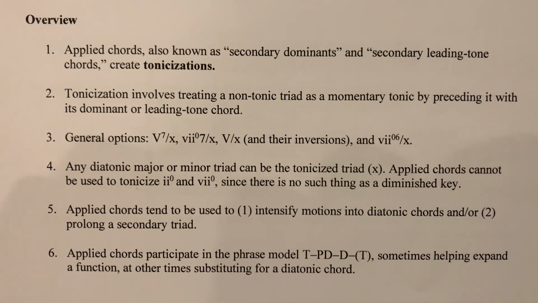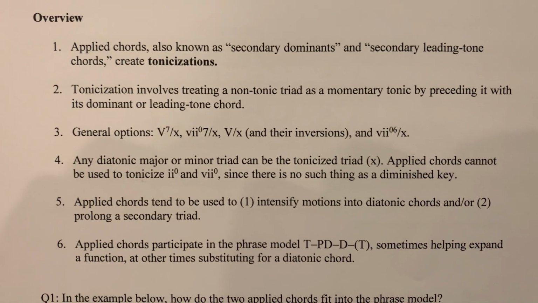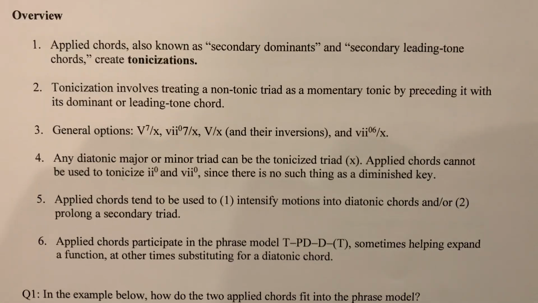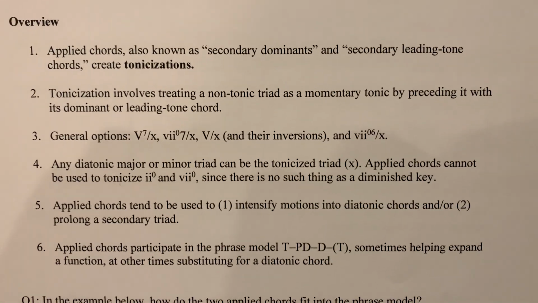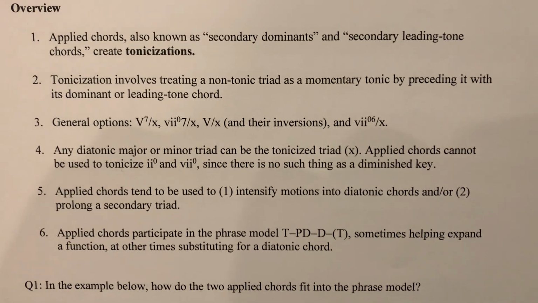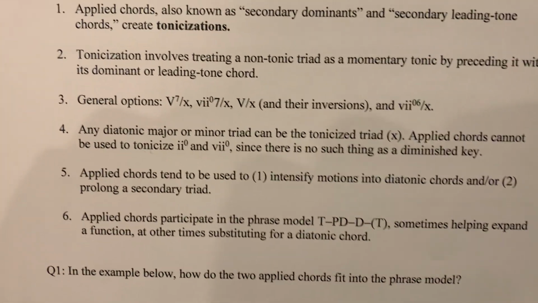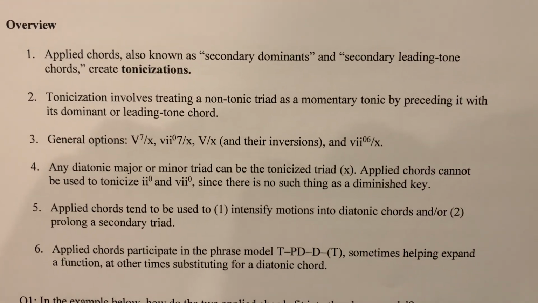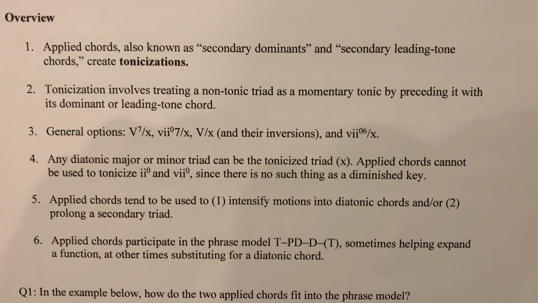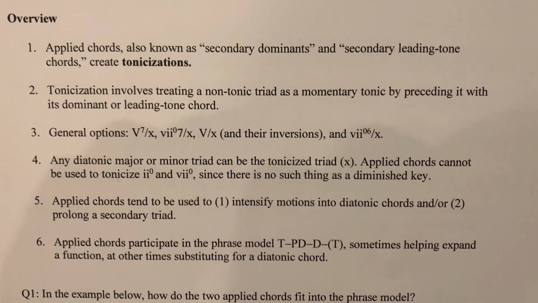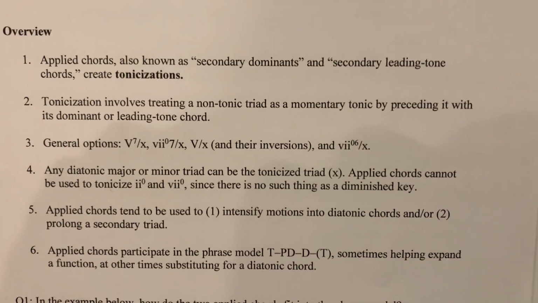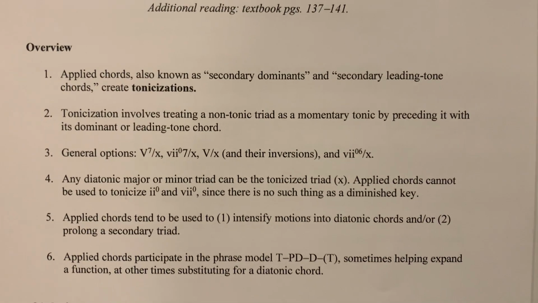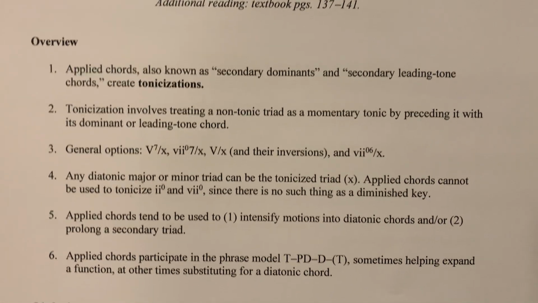So if my key was C major, here's the 1 chord, and let's say I wanted to treat the 4 chord as a momentary tonic. I could precede that 4 chord with its dominant, resolve it to 4, and that creates a sense of tonicization. So momentarily the 4 chord becomes stable, and then it goes back 5 to 1, and we stay in our main key. So this is a step onto modulation without actually modulating.